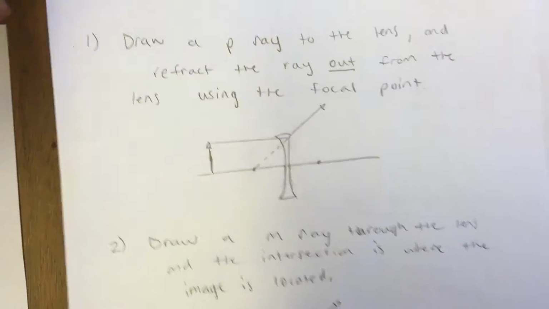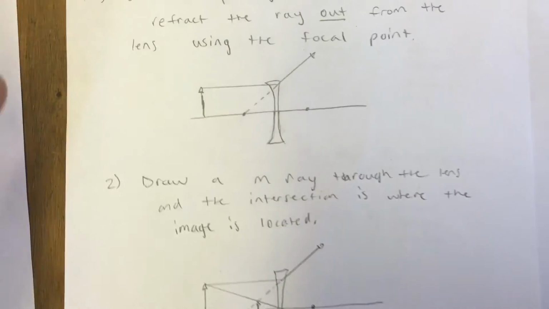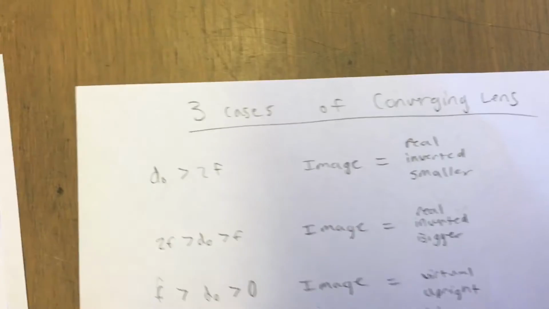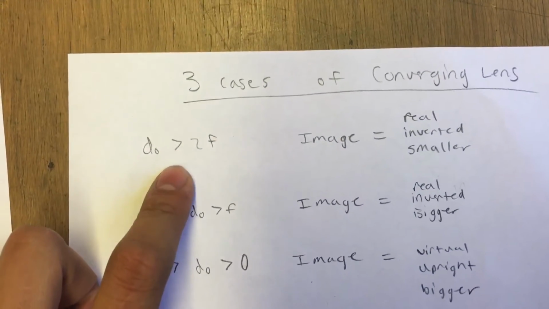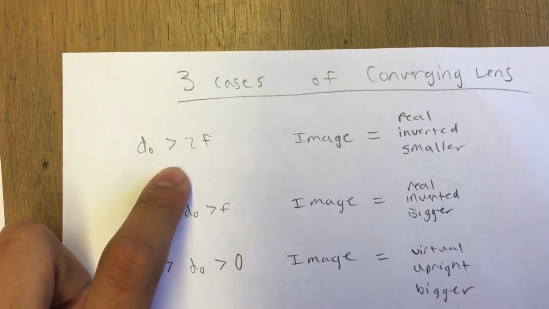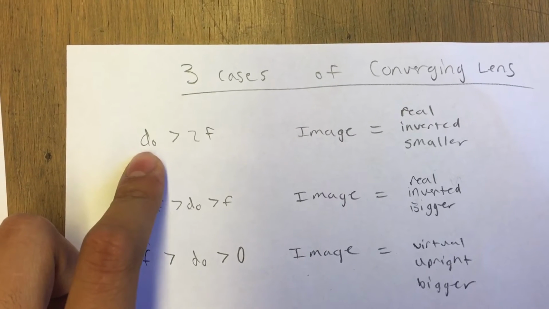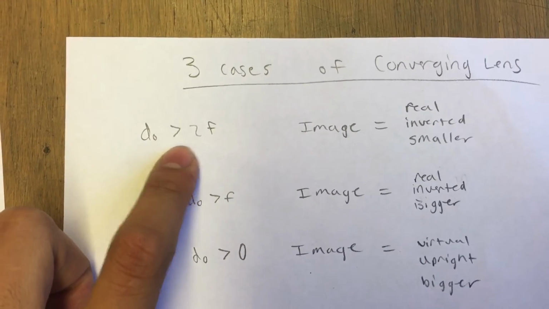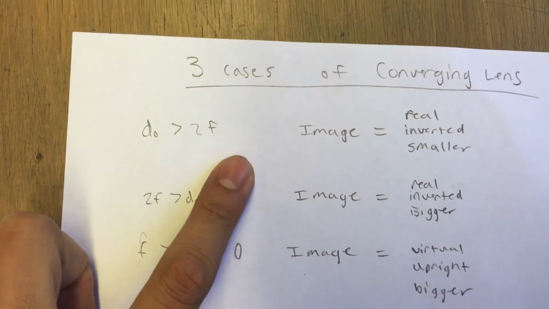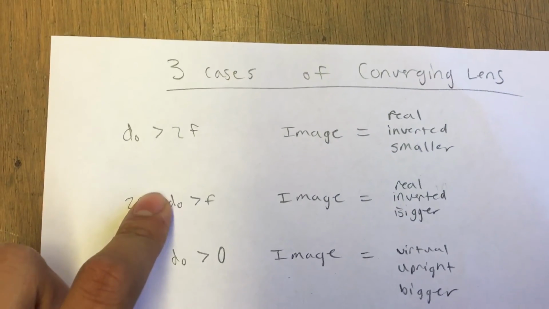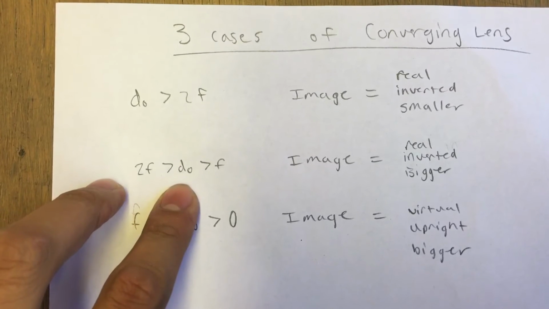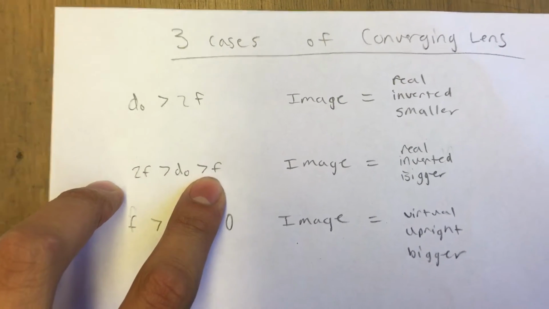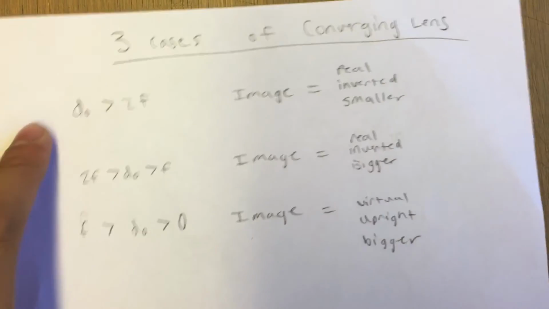There are multiple cases for the converging lens, but only one case for the diverging lens. There are 3 resulting cases for the converging lens. When the distance of the object is greater than twice the focal length, the image is real, inverted, and smaller. When it's between twice the focal length and the focal length, the image is real, inverted, and bigger.